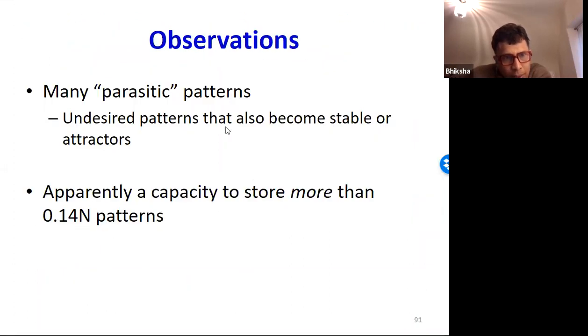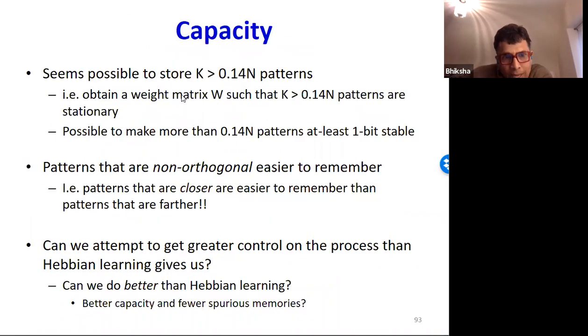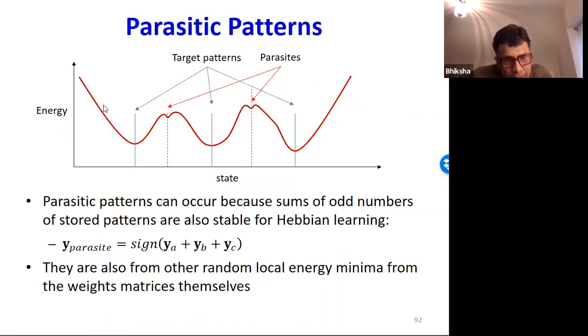So the bottom line is something like this. The network apparently has a capacity to store more than 0.14 n patterns, but it comes at the cost of many parasitic patterns, undesired patterns that also become stable, or attractors, right? So why do we get these fake memory patterns? The fake memory patterns are because of this.